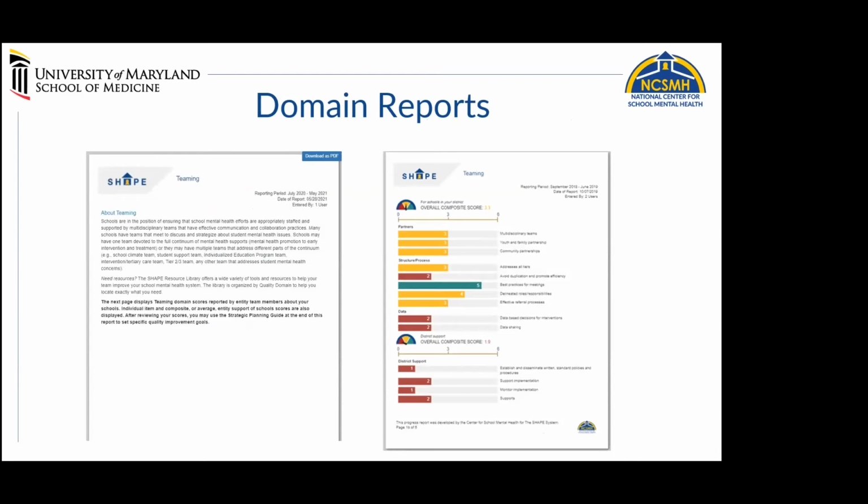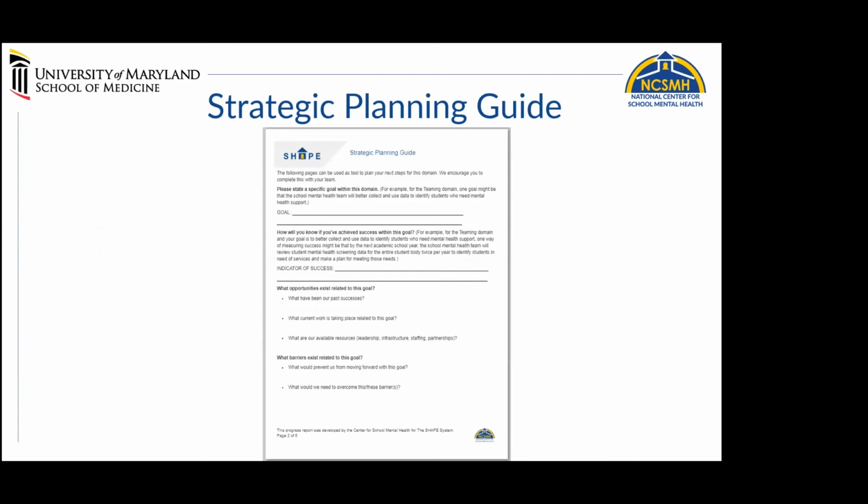After you complete a domain, you'll immediately receive a summary report of the domain that gives an overall score, as well as separate scores for each of the indicators within the domain. At the end of each report, there's also a strategic planning guide. This is a tool that teams can use to map out the next steps to improve quality within the domain.